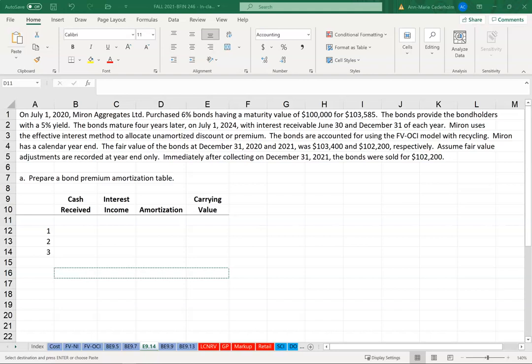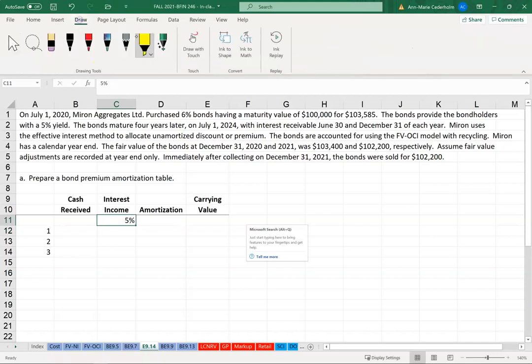What I'm going to do is set up the amortization table using the effective interest rate method for the bonds. So the interest expense is going to be the yield, so that's the 5%. And I'll just highlight this as we go along. And the carrying value, so I want to start out with my present value, so that's what I'm going to calculate. Now they tell me it's 103,585, but I just want to double check to make sure. And then my face value is going to be 100,000.